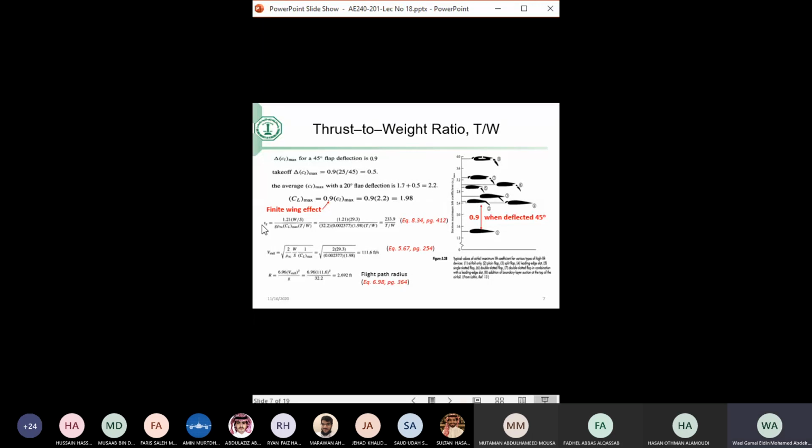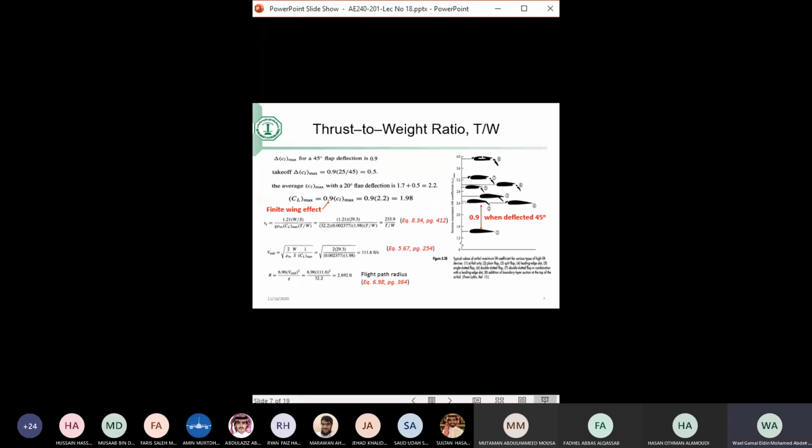One last thing, this is for the airfoil. I have a finite wing. Well, we know that the CL for a finite wing is slightly smaller than that for an airfoil, and we need to multiply that by a factor of 0.9, exactly as we did in the landing. So 2.2 times 0.9 is 1.98. So although we had CL max to be 2.3 in landing, it's only 1.98 in takeoff.